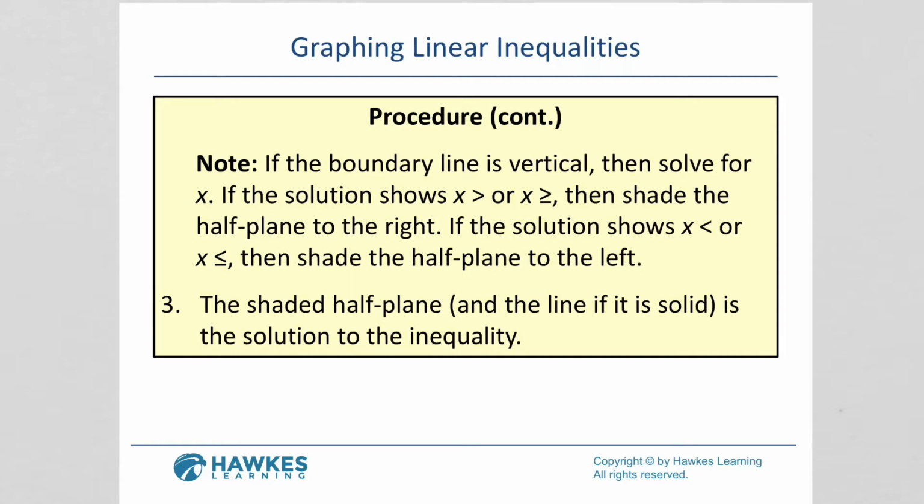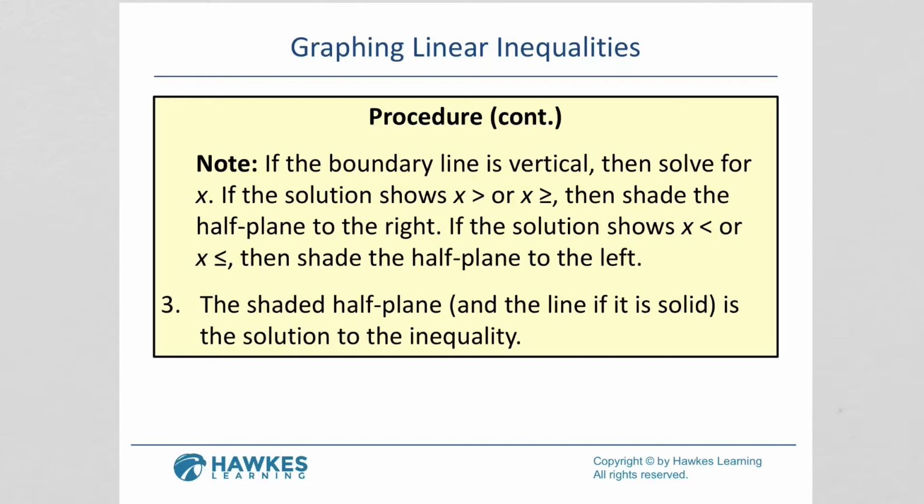If your boundary line is vertical, then you need to solve for x. And then in that case, if your solution shows x greater than or x greater than or equal to, you'll shade the half plane to the right. If the solution shows x less than or x less than or equal to, then you'll shade the half plane to the left. And finally, your solution to a linear inequality is the shaded half plane.